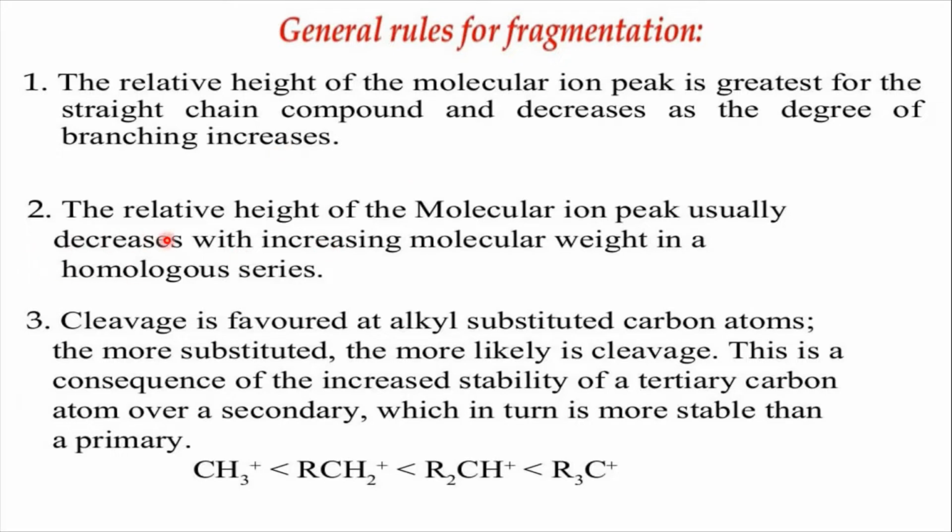Second rule, the relative height of the molecular ion peak usually decreases with increasing molecular weight in a homologous series. We know that in a homologous series, each member differs by 14 mass units. So, in the alkanes, the next member differs by 14 mass units, or by a CH2 group. So, the relative height of the molecular ion peak usually decreases with increasing molecular weight in a homologous series.